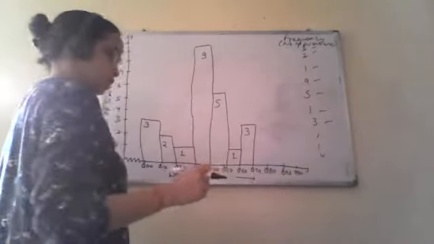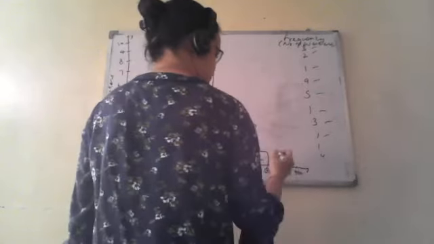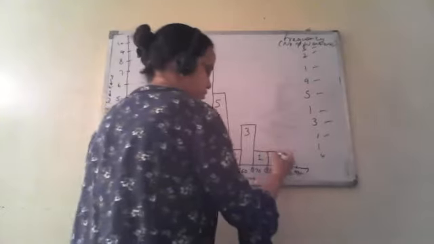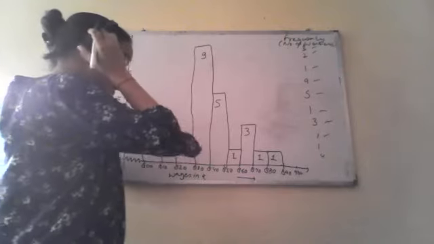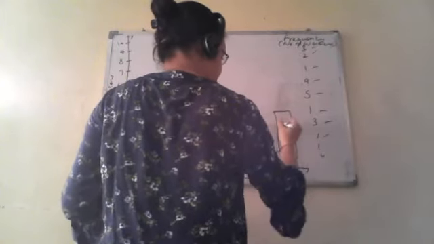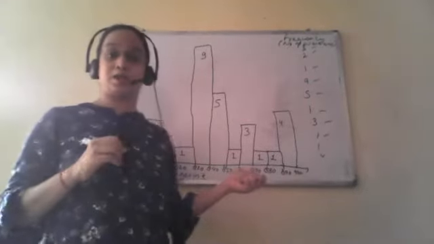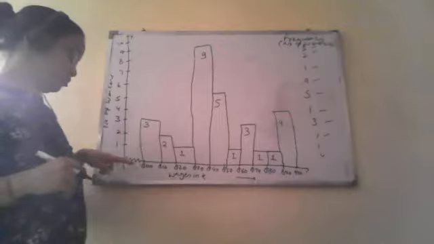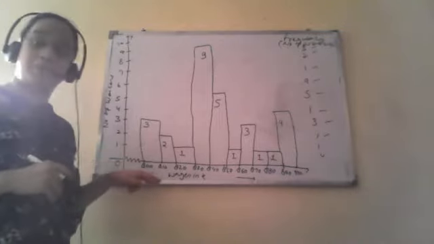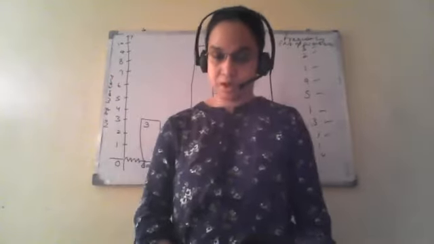For 870 to 880 we again have number of workers 1. And for 880 to 890 we have 1. And for 890 to 900 we have number of workers 4. So this is your histogram, where we have taken wages in rupees on the x-axis and number of workers on the y-axis. We have drawn this jagged line because our interval is starting from 800, not from 0. So this is the histogram.